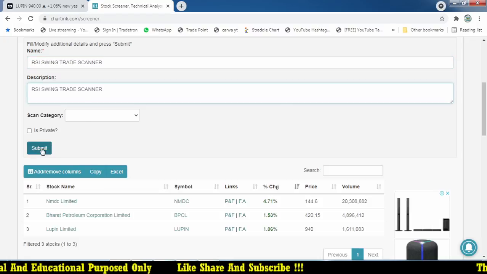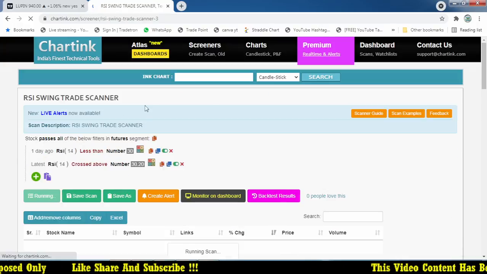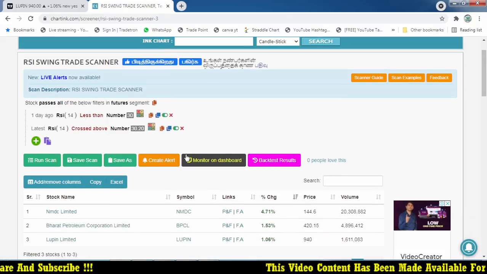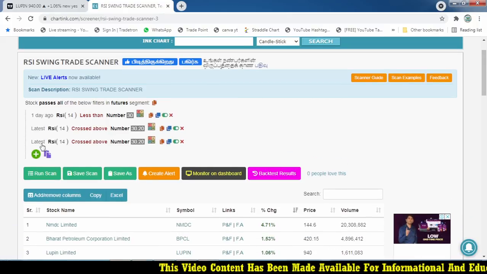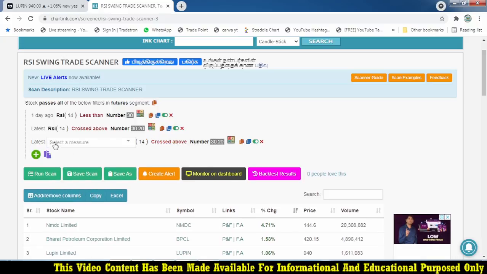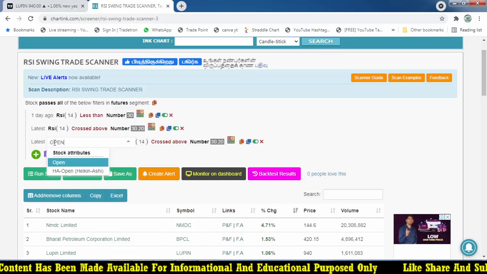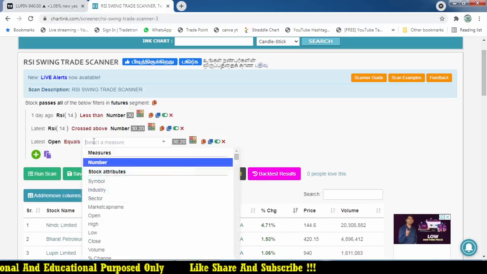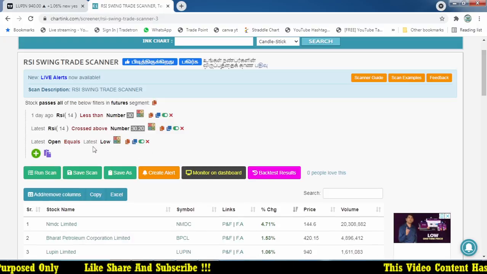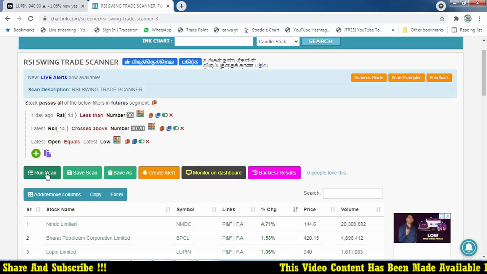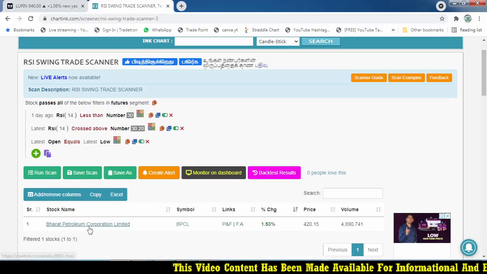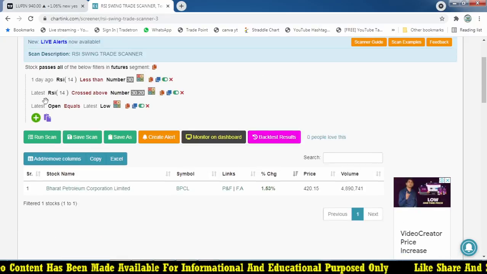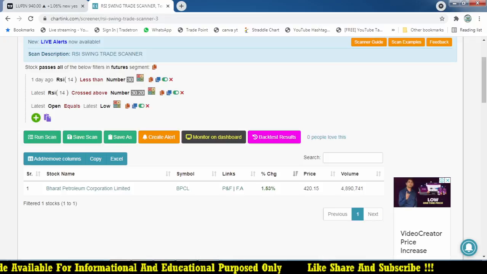Even we can add more on the same indicator. We can add latest open is equal to latest low, and even that will give you such a great opportunity. For example, if the stock forms an open-low today, latest open equals latest low. We got only Bharat Petroleum. So this one we can use for intraday. Like that we can add many more things on this particular indicator.